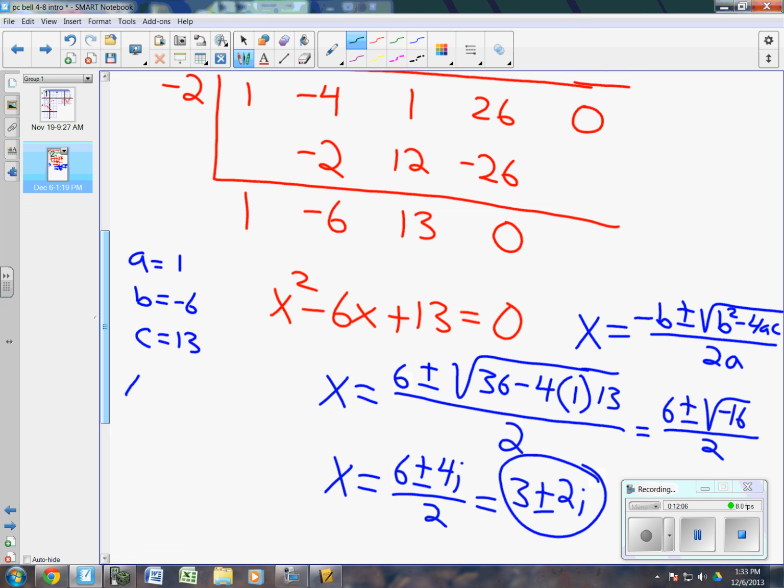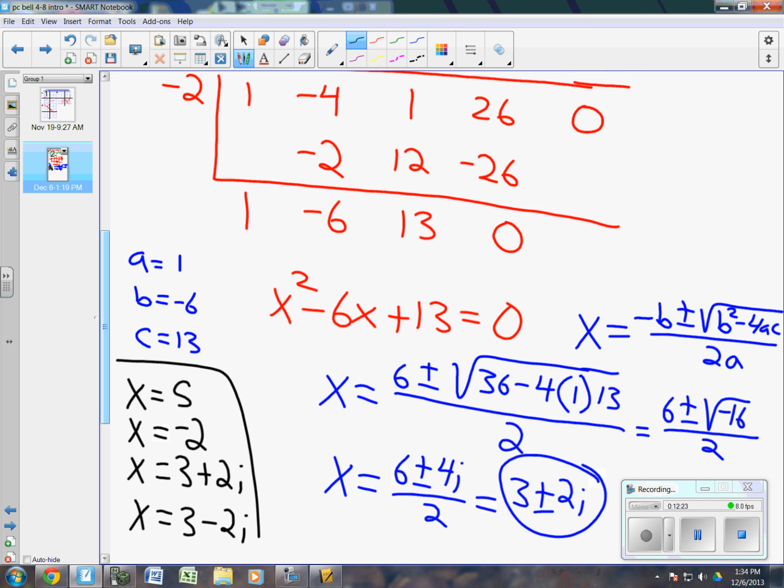So my other two answers, well, let's list them all right here. x equals 5. x equals negative 2. x equals 3 plus 2i. And x equals 3 minus 2i. Those are my 4 zeros.